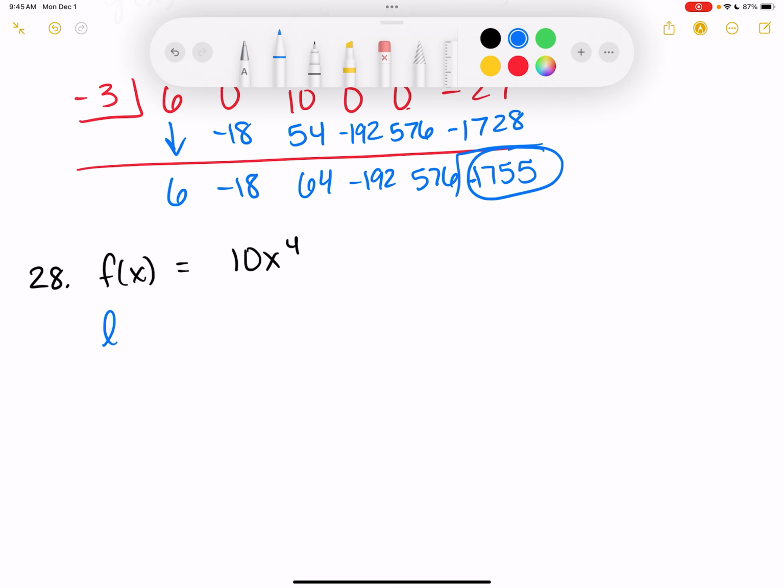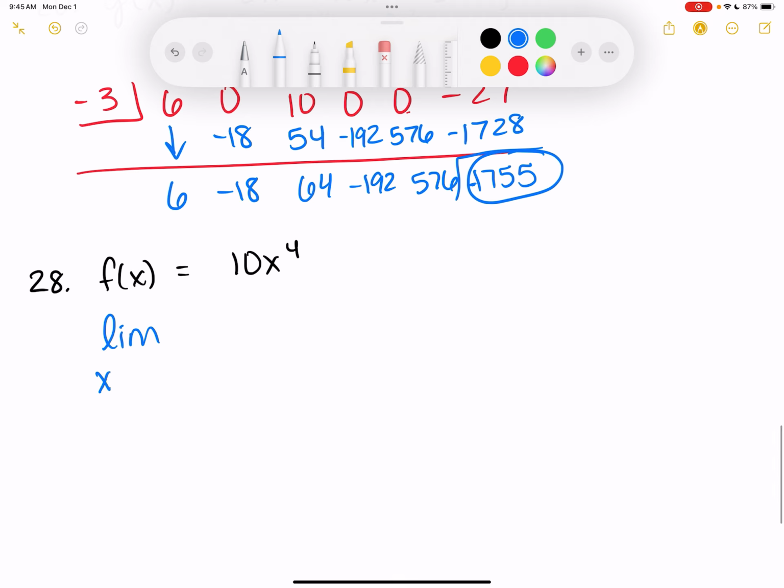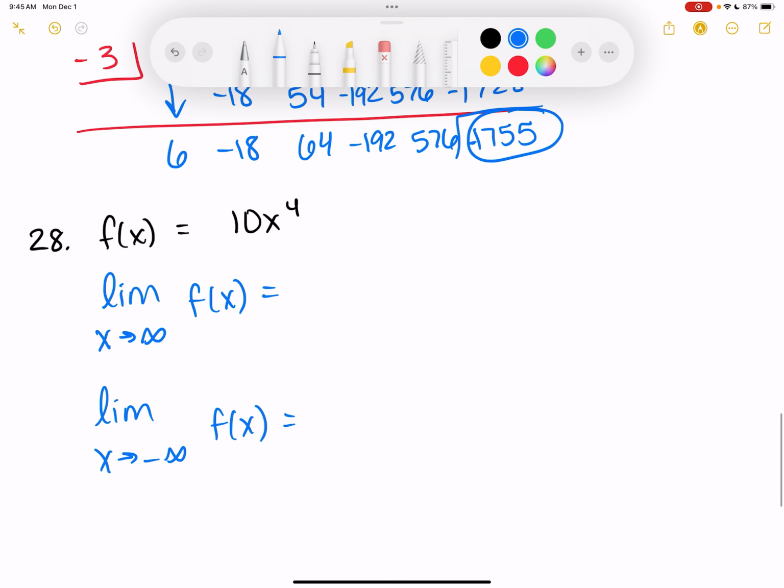So we look at the limit as x approaches infinity of f of x, and we're also looking at the limit as x approaches negative infinity of f of x. Infinity is a kind of hard number to really think about, because it just goes on forever.